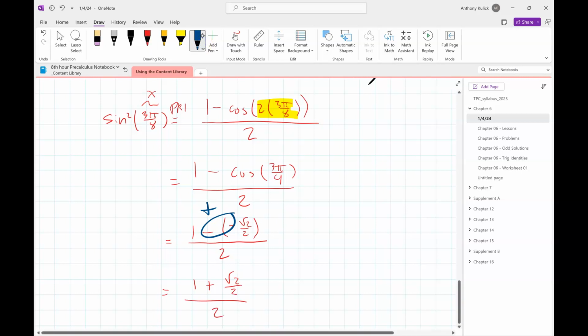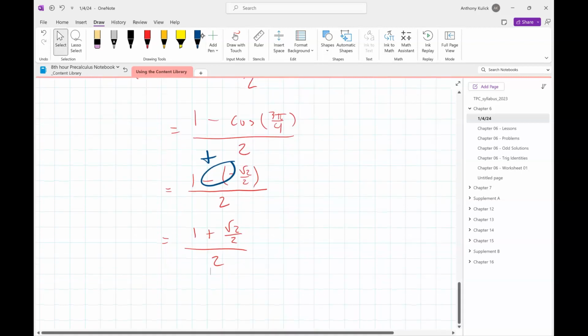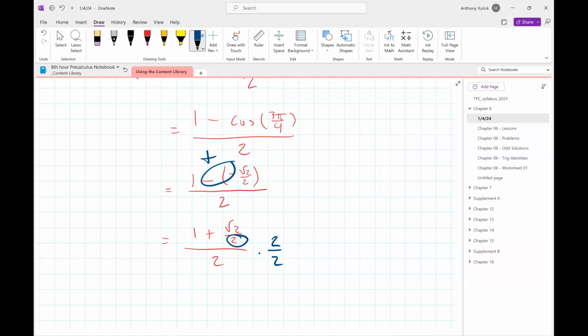What do you think Mr. Kulik hates about this particular answer? A fraction inside of a fraction, right? Here's how we're going to take care of that. I'm just going to multiply the top and bottom by the denominator of the little fraction. Everybody's cool with that?